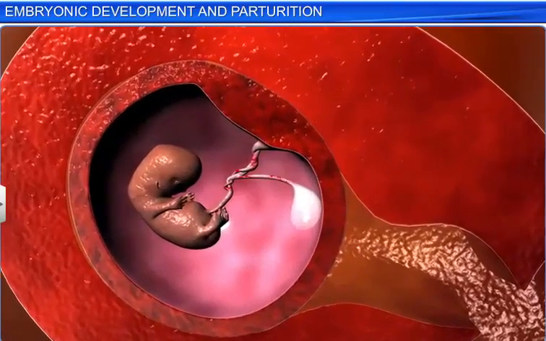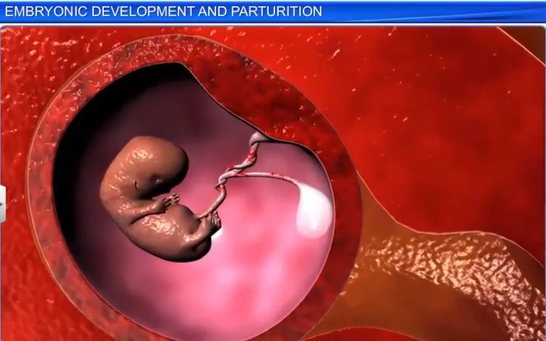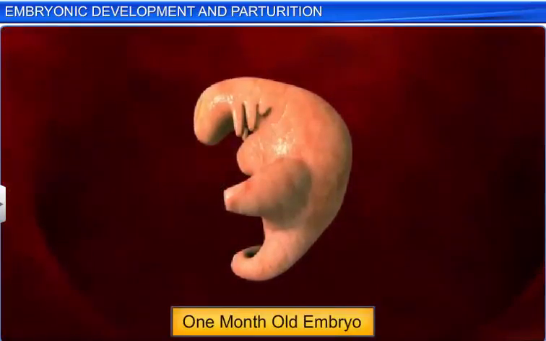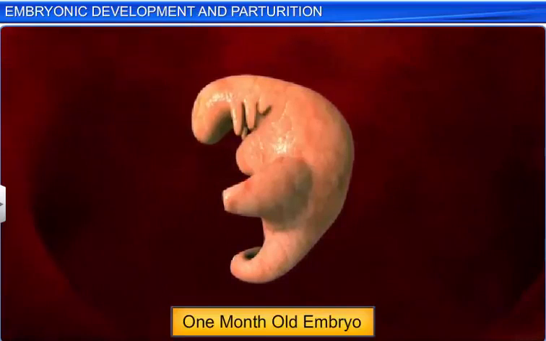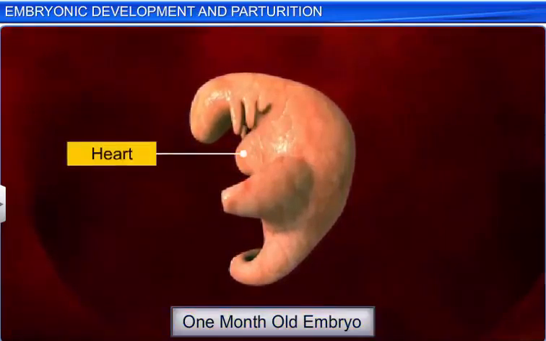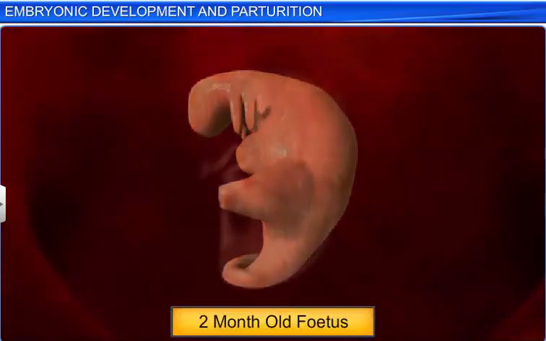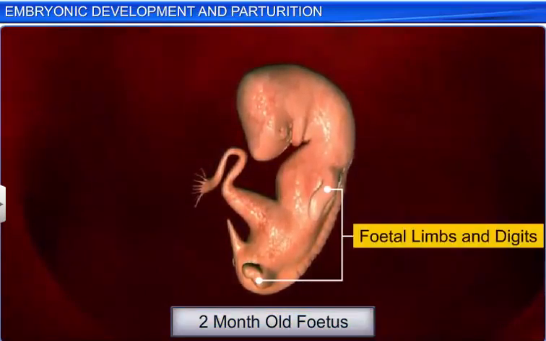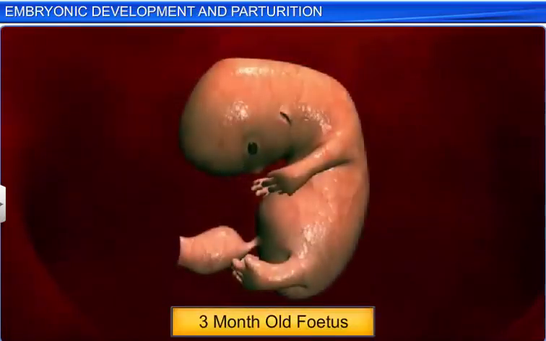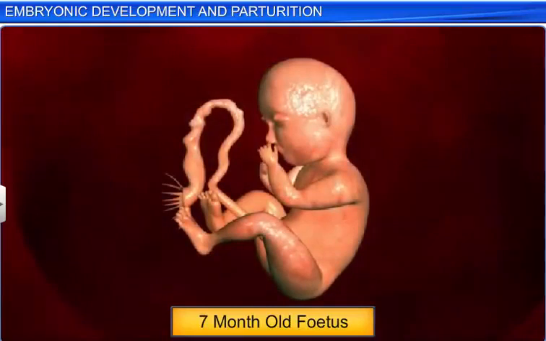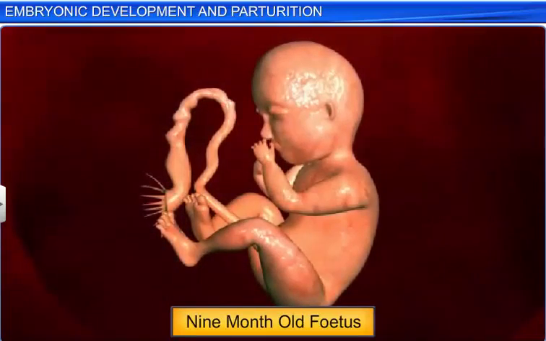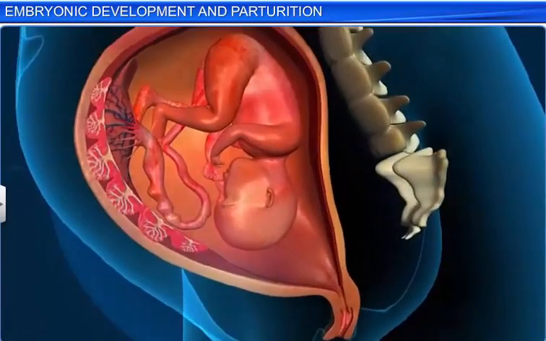The embryo stays inside the uterus for 9 months, which is called the gestation period. During this period, the embryo undergoes several developments. By the end of the first month, the embryo develops a heart, while the end of the second month marks the transition of an embryo to a fetus with developing fetal limbs and digits. And by the end of the third month, most of the organs are already formed. Another 4 months and the fetus is rapidly gaining weight and its bones get stronger. By the beginning of the 9th month, the fetus is fully developed and assumes the position it will take during delivery.